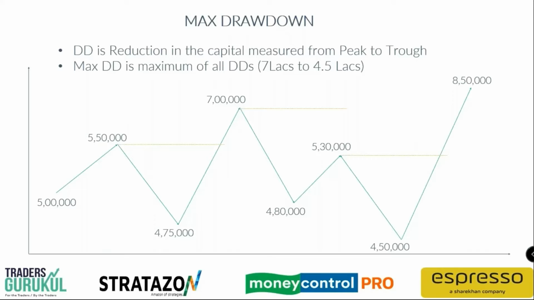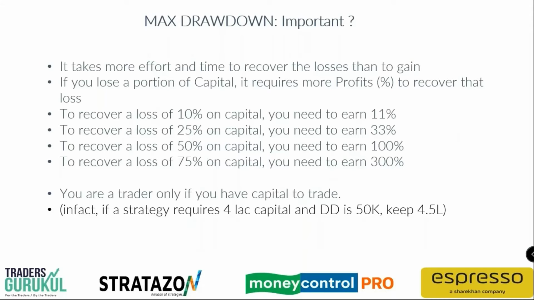So what is your max drawdown here? Your max drawdown will be 7 lakhs minus 4,50,000. So is it so important to know about this max drawdown? Yes, because you are a trader only if you have capital to trade. You have to manage your drawdown, because it takes more effort and time to recover the loss to gain.